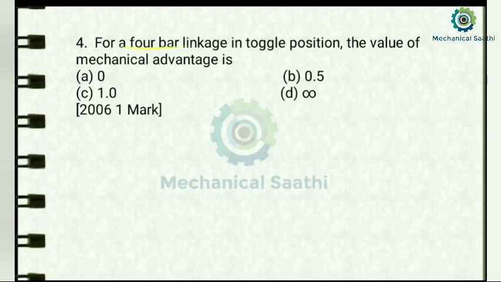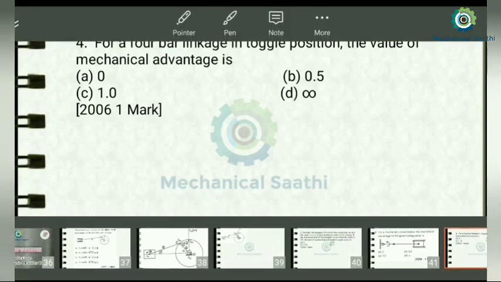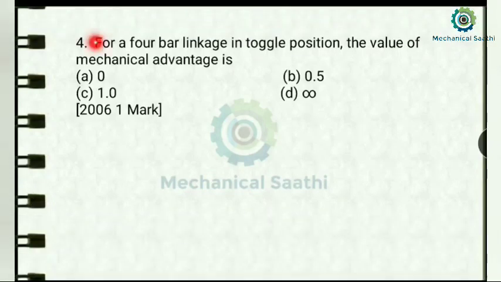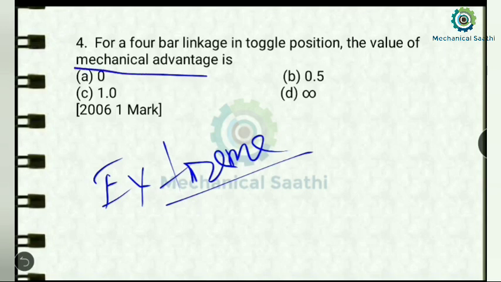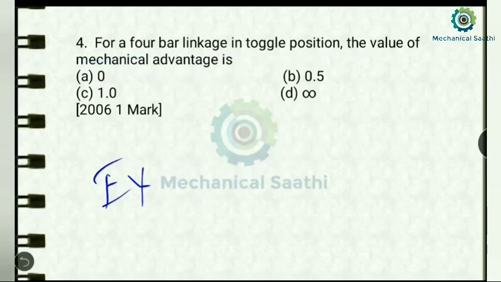Let us try to read it. A 4-bar linkage in toggle position. In toggle position, the value of mechanical advantage is what? So toggle position means what? It is the extreme position of the linkage. So the extreme position is known as your toggle position. At the extreme position we need to find out the value of mechanical advantage over here. You can remember here toggle position means extreme position.